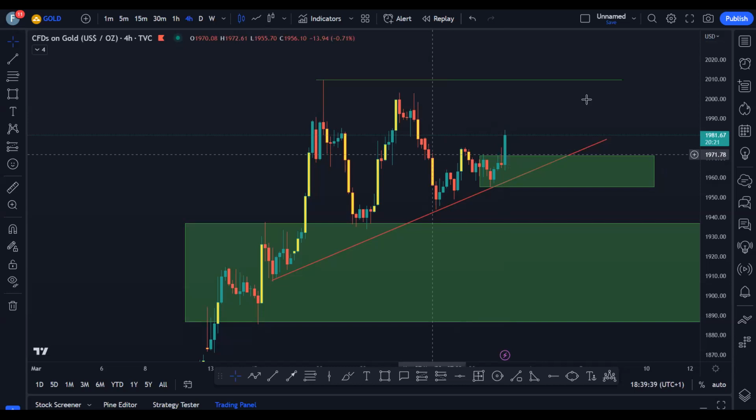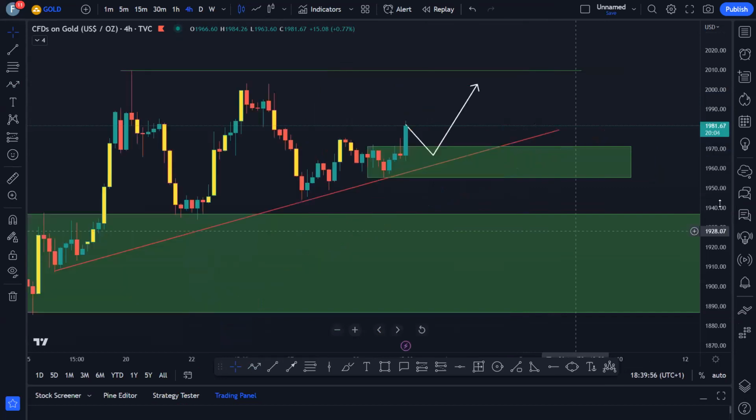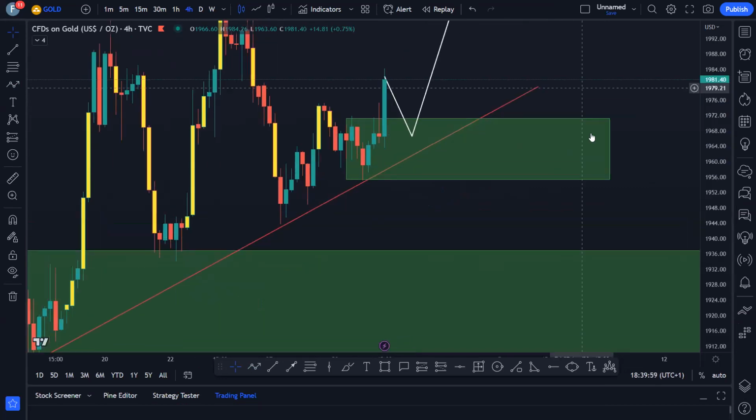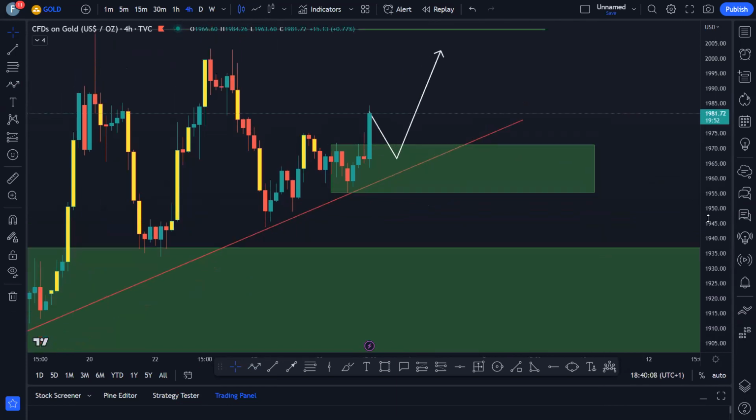So what we can do is wait for price to retrace into this demand here. Once price does that, I want to look for an opportunity to buy inside the zone. So on gold, between 1971 and 1955 is a zone where we can look for buying opportunities. So that's what I'll do on gold.